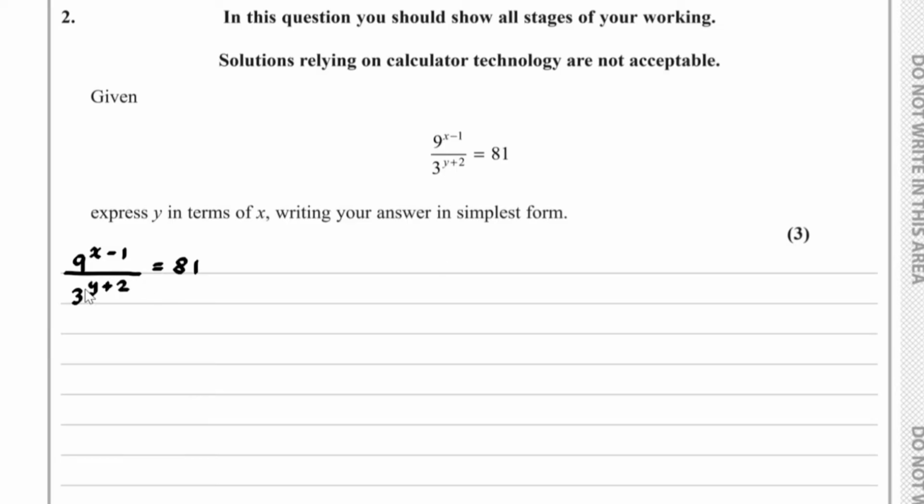What we can do is rewrite both the left hand side and the right hand side so we have a base of 3. That will make it easier for us to compare powers. And of course, in this question we can make use of the laws of indices. 9 is the same as 3 squared. So we have 3 squared to the power of x minus 1 divided by 3 to the power of y plus 2. This is equal to 81, and 81 is the same as 3 to the power of 4.